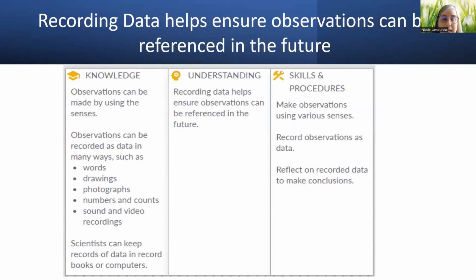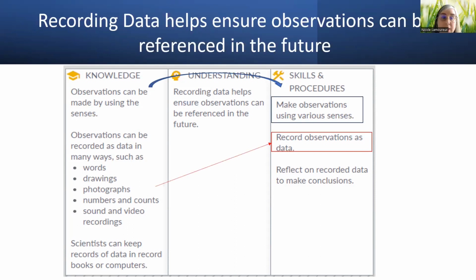Okay, so now the second cusp in grade 1, the big understanding or the why behind what we're doing, is recording data helps ensure observations can be referenced in the future. So why do we get students to draw their pictures? Well, it's because they should be looking back at those pictures and those observations they're writing down to make a conclusion. So let's unpack this a little bit. Making observations uses the senses, so they need to know that. Record observations as data. Well, how would I get my students to record it?